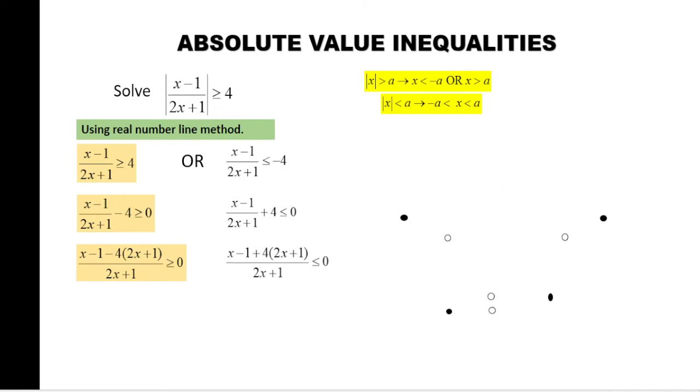Moving on with the calculation, make sure the denominator is the same. So we have here, for the first side, negative 7x minus 5 over 2x plus 1 greater than or equal to 0, or 9x plus 3 over 2x plus 1 less than or equal to 0. Once you have the inequality greater than or equal to 0 or less than or equal to 0, only then can we find all the factors.